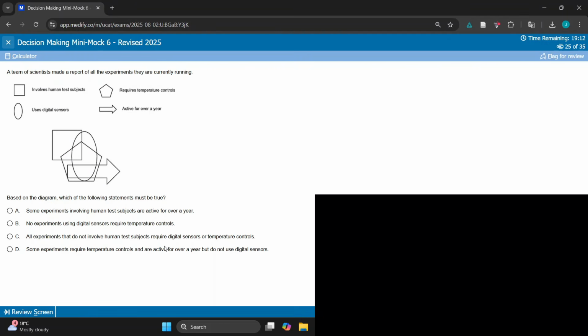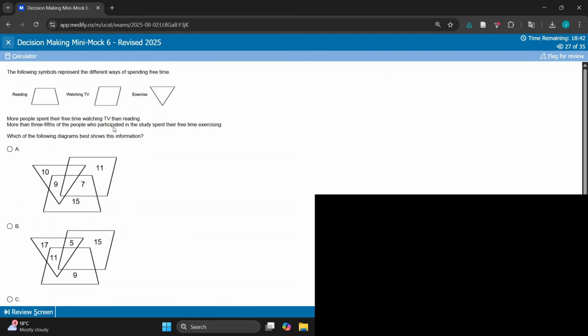All experiments that do not involve human test subjects require digital sensors or temperature controls. That's wrong because some are active for over a year. So no experiment using digital sensors requires temperature control. That's also wrong. Some experiments involving human test subjects are active for over a year. That's wrong. So it has to be D because there's no overlap between those two.